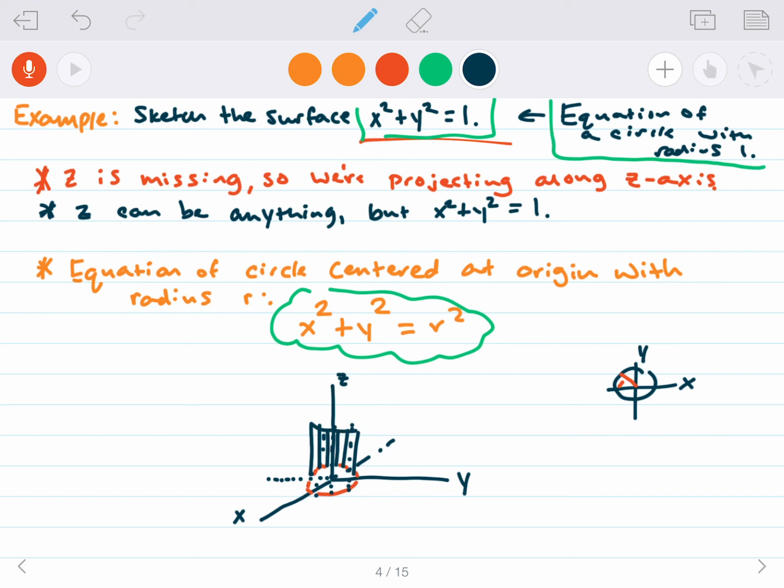And so you get your projected circle up here. And remember that z can be anything, so there's infinitely many circles being projected upwards. I'm just drawing a few here just to get the point across, but this is our classic cylinder. These red circles represent x squared plus y squared equals 1. Z can be anything. And yeah, so that's what it looks like.